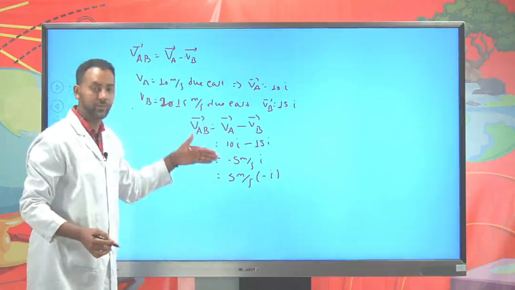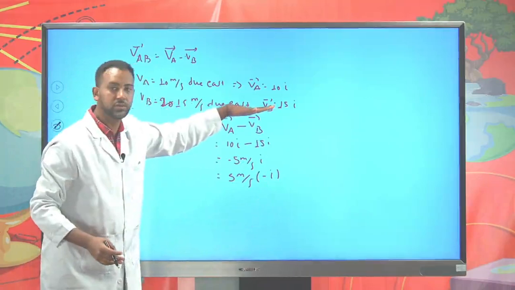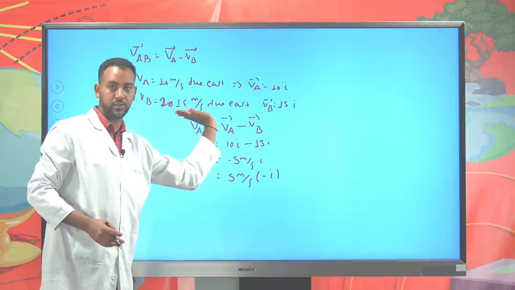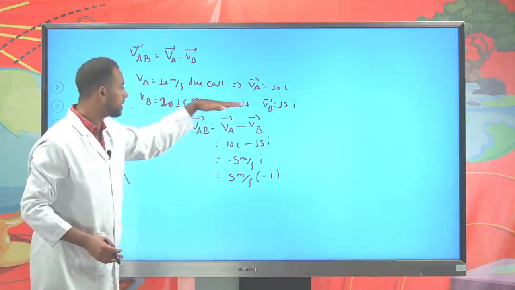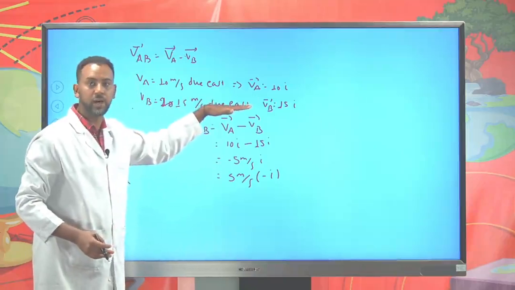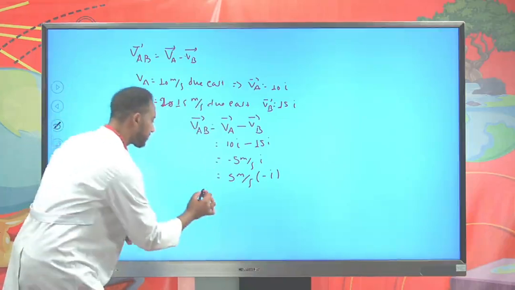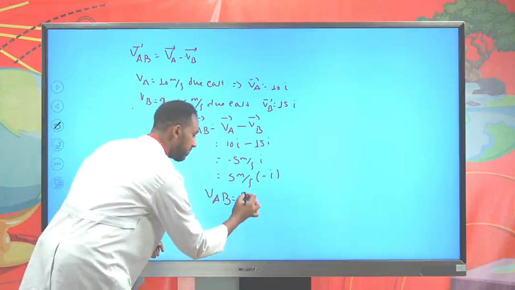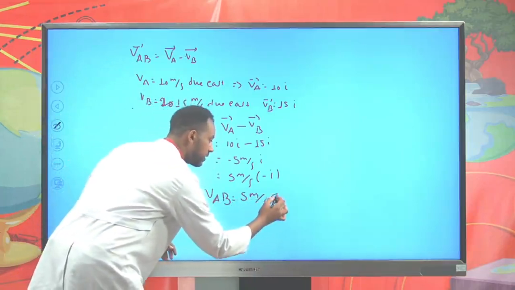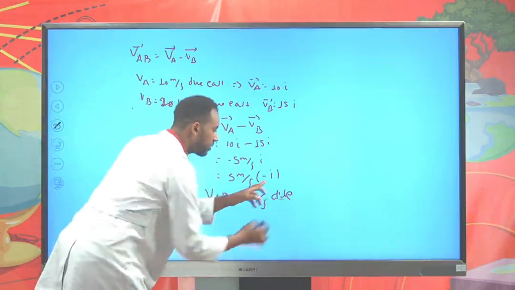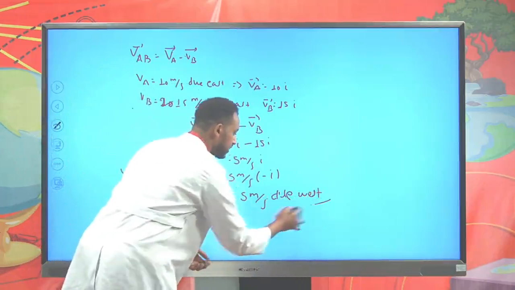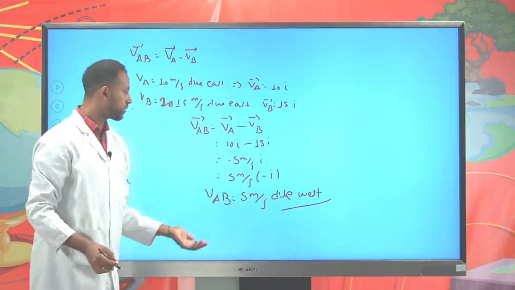The positive i means i is acting along the positive x-axis. The negative of i is acting along the negative x-axis. Meaning, if i represents east, the negative of i represents west. Therefore, the relative velocity of car A with respect to B is 5 meters per second due west, the opposite of east. You can represent this. Okay, you can have the difference of these two.